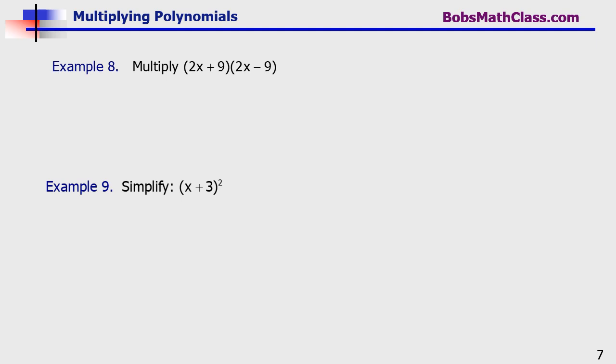Okay, here's another couple problems to try. 2x plus 9 times 2x minus 9. That's number 8. And then number 9 here, x plus 3 squared. X plus 3 squared, notice that there's an exponent outside. That just means that there's two of them. It means it's x plus 3 times another x plus 3.